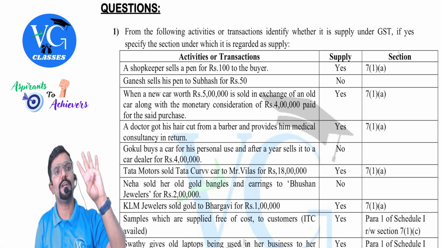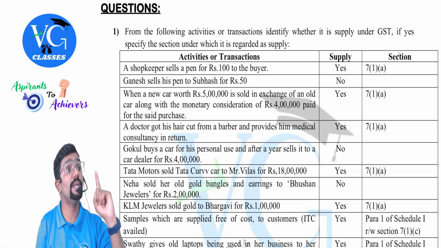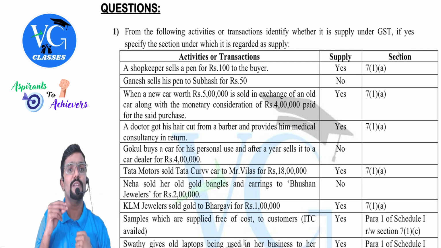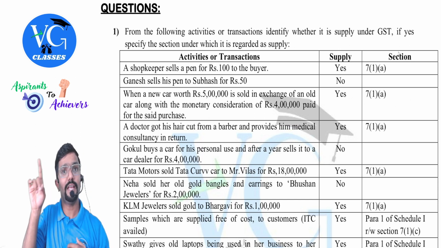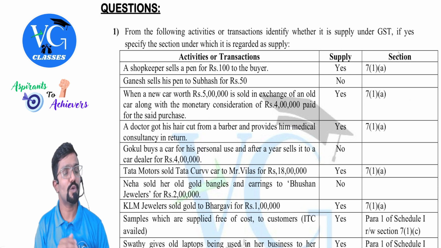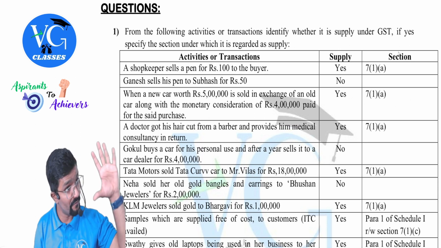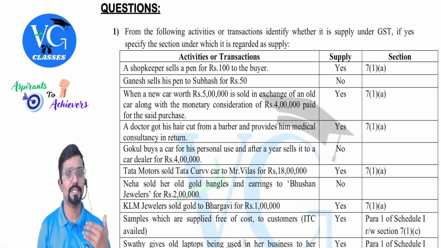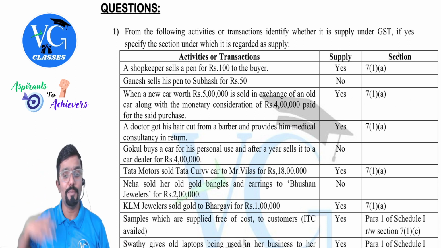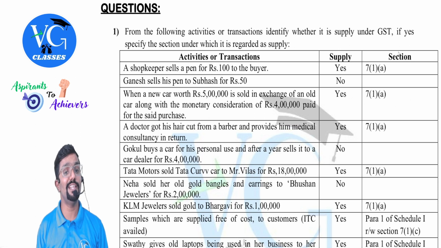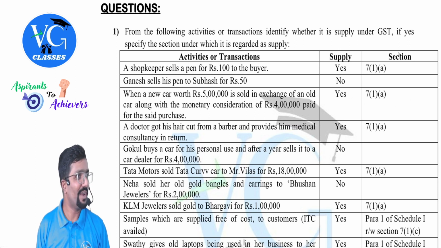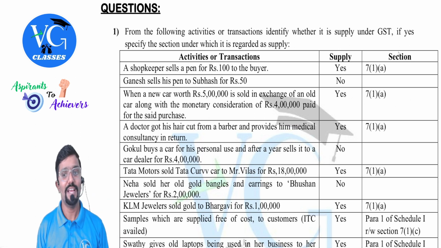Sir, is GST on 40,000 or 10,000 or 50,000? Because what is the worth of the new mobile they sold? 50. They received money 40, and 10,000 worth of mobile. So totally for them, what is the value of supply? 50,000. Okay, chill, we'll continue. A doctor got his hair cut from a barber and provided him medical consultancy in return. Okay, sir, is it possible? Yes, barter system. Is it a supply for both of them? Yes, because for both of them, it is in the course of business.